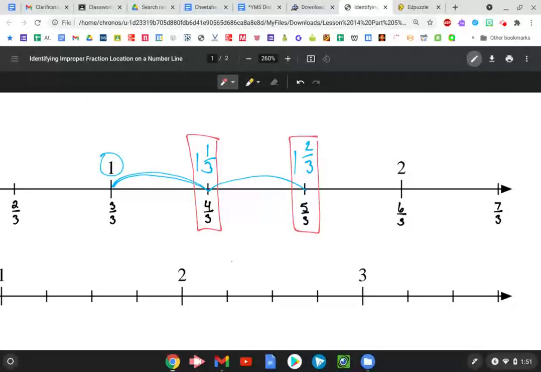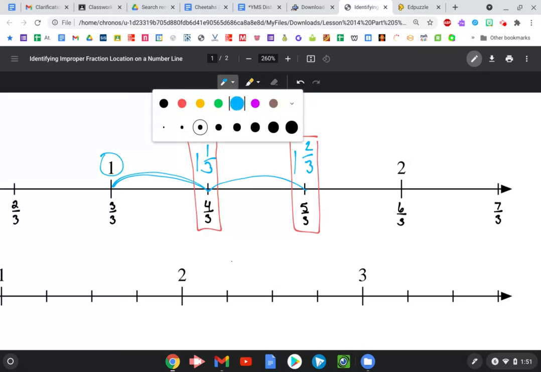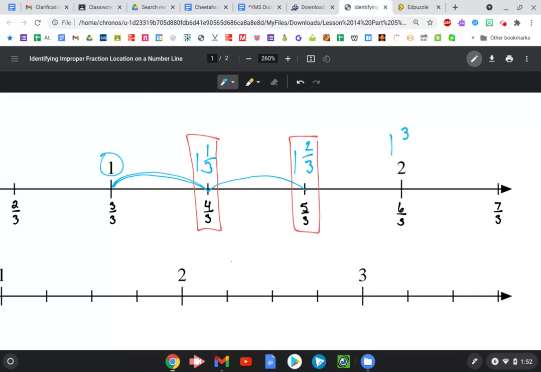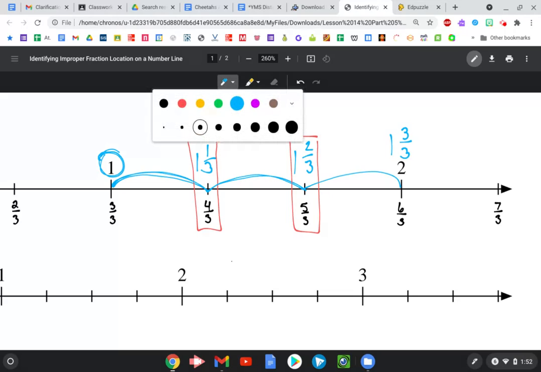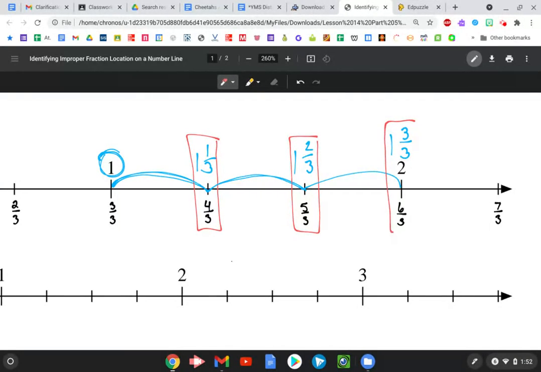We can even use a mixed number to name 2. If we wanted to name 2 as a mixed number, we could say it's equal to 1 and 3 thirds. Because we have one whole plus 1, 2, 3 more thirds. Now, 1 and 3 thirds is not a typical name for 2, and we don't generally use it. 2 is much simpler, and so we use it much more frequently. But 1 and 3/3 is a correct alternative name for 2. And notice 1 and 3/3, 2, and 6/3 all take the same spot on the number line. That means they are all equivalent numbers.